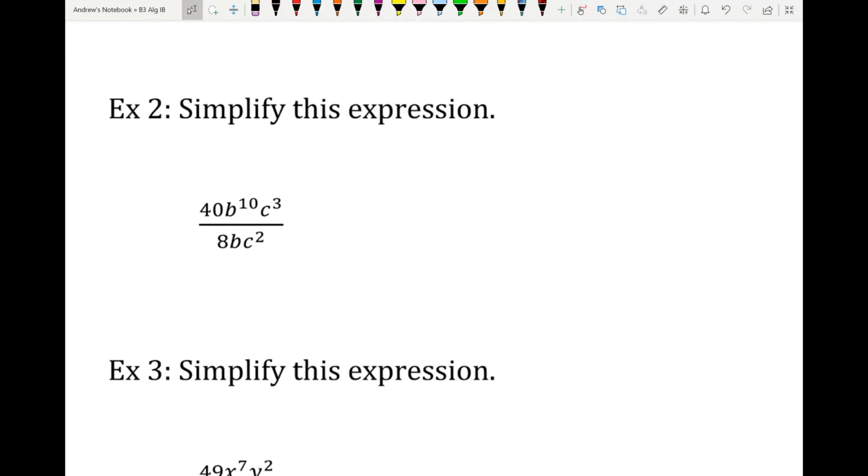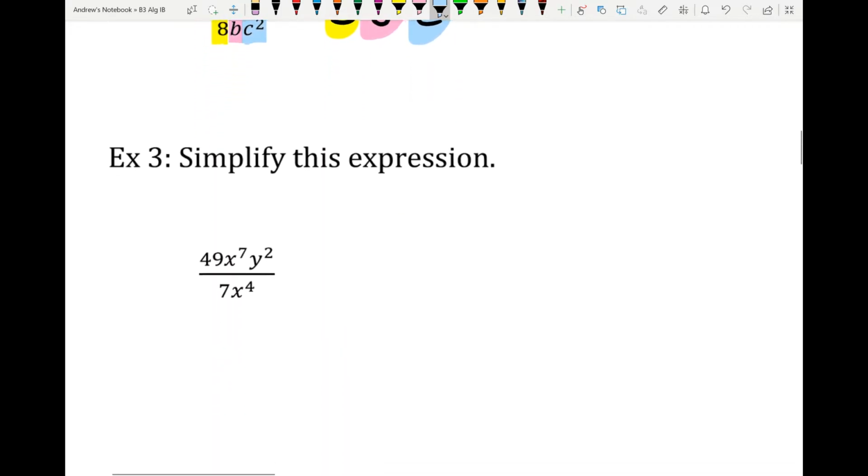Same kind of deal on this one. I'm going to divide the pieces that go together. So 40 divided by 8 is going to give me 5. That stuff that's highlighted in yellow. When I'm taking a look at the b's, I had b to the 10th, and then there's 1 on the bottom. So if I had 10 and I took 1 out by dividing it, I have 9 left over. Last but not least, I've got c to the third, and then a c squared on the bottom. So I'm just going to have 1 left over. And again, that 1 is optional. Most of the time you won't see it, but if you want to put it there, it's not going to hurt. Cool. That's all there is to that.